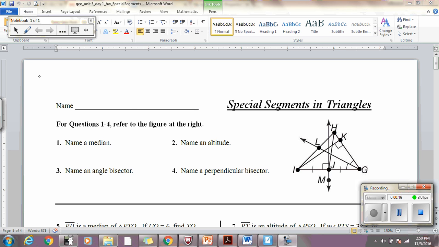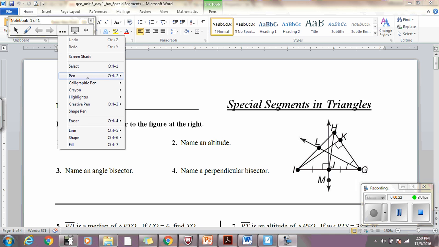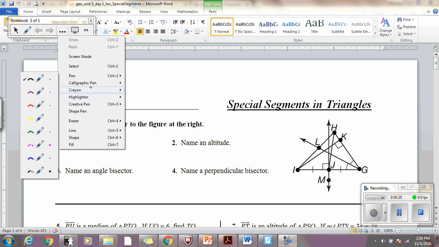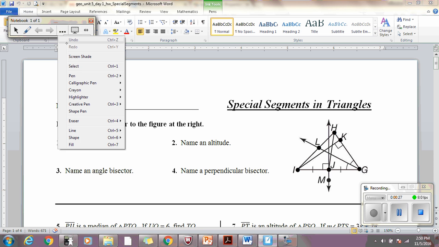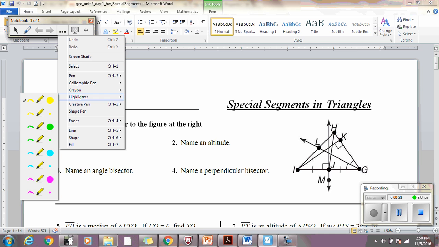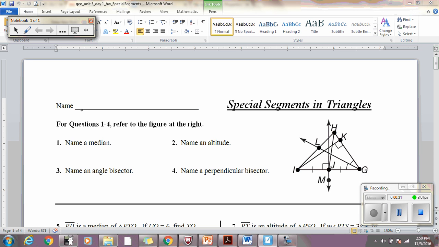Throughout the lesson, we learned that a median must come from a vertex and it must bisect the other side. In other words, it must go through a midpoint. So let's first look for a midpoint. I see that point J is a midpoint because it is in the middle between I and G, indicated by the tally marks.